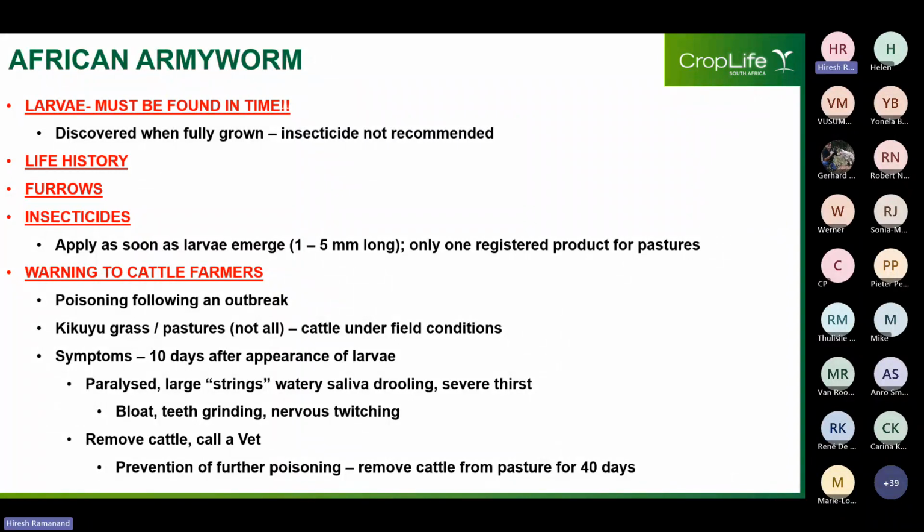Finally, for those farmers who are able to identify an outbreak early where insecticide application will prove effective, are there any registered products? Again, the answer is yes. Let's have a quick look at two product label examples on the next slide.